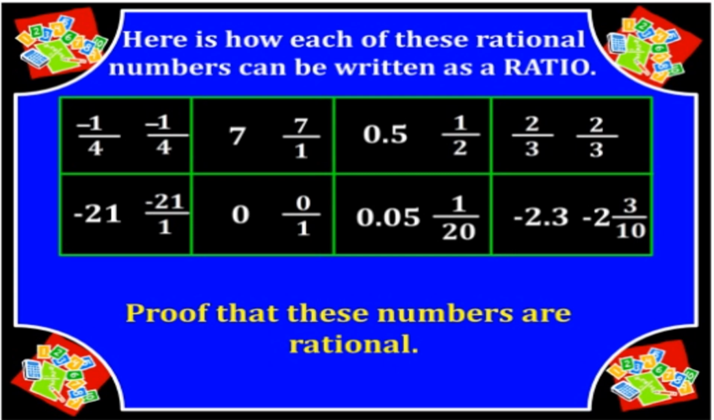Bakit? Kasi 5/10. So, 5/10 sa LCD natin ay 5/10 divided by 5. Kaya naging 1/2. 2/3 pa rin yung fractional form. Negative 21, naging negative 21/1. 0 is 0/1. Pag dinivide natin yung 0 by 1, 0 pa rin. So, babalik pa rin tayo to the number 0. 0.05. So, we'll have this one as 5 hundredths. Okay? Hundredths.